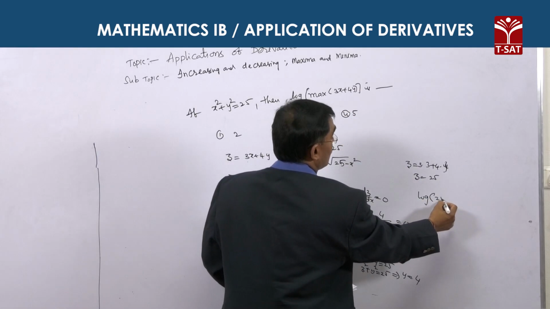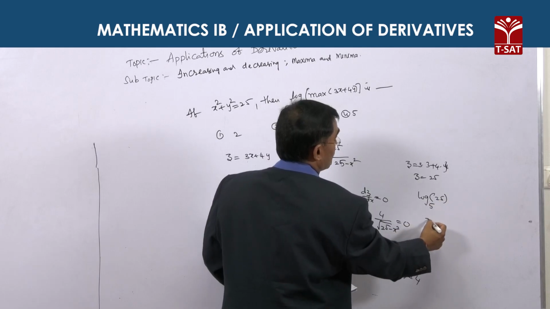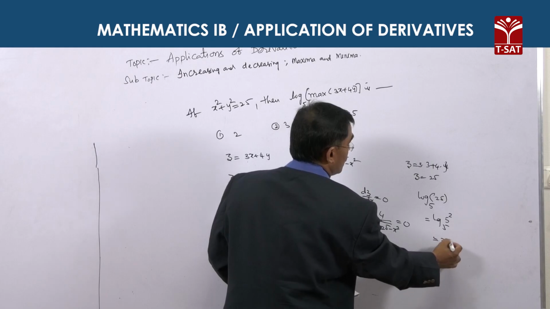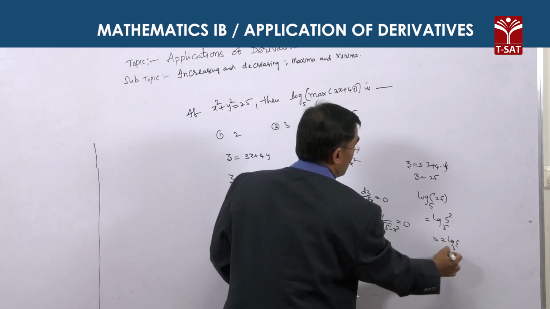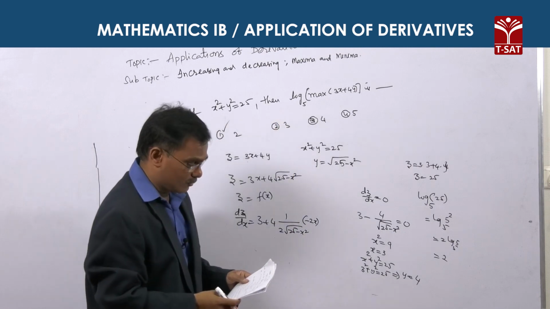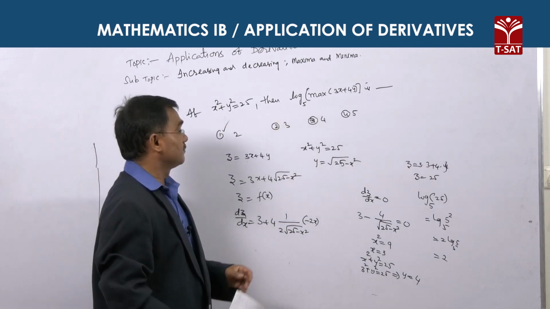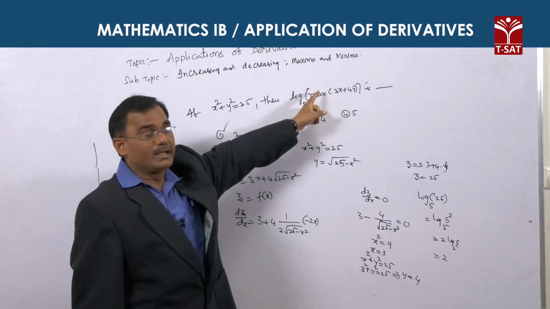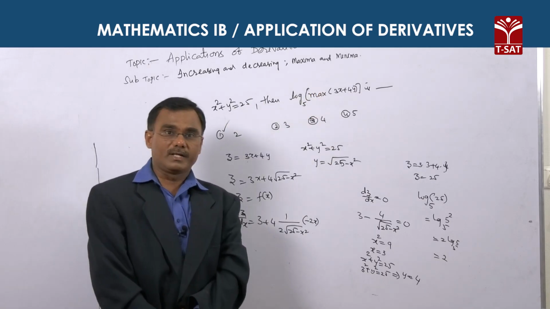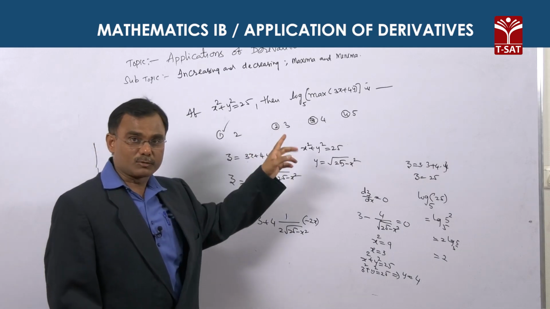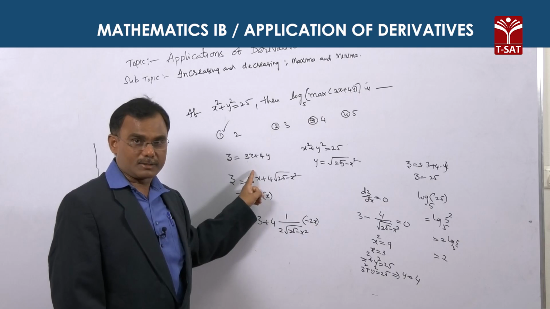The log of the maximum value 25 at base 5 is log 5 square base 5. The answer is 2 into log 5 base 5, which is 2. The log of the maximum value is 2. So given x square plus y square is equal to 25, we find the log of the maximum value of 3x plus 4y. We want the maximum value of 3x plus 4y, that's why z is equal to 3x plus 4y.